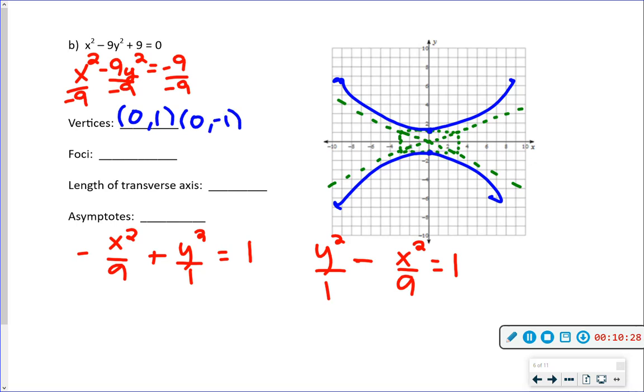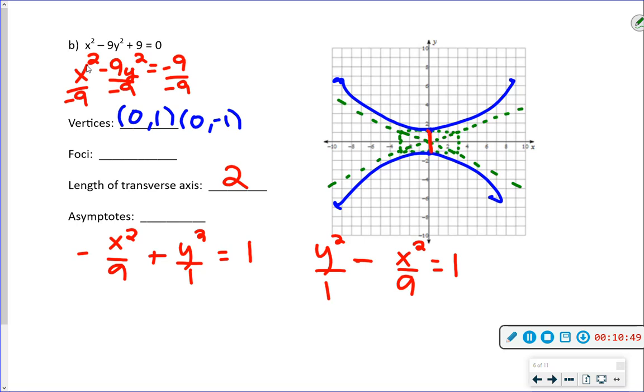Now again, I don't expect you to draw this, but just for dramatic emphasis to highlight it, the transverse axis is the one that always connects the vertices. So this time my transverse axis is vertical. So that is a whopping 2 units long. Get it? Now, we have to do the foci yet. And of course the asymptotes, that's going to be easy.